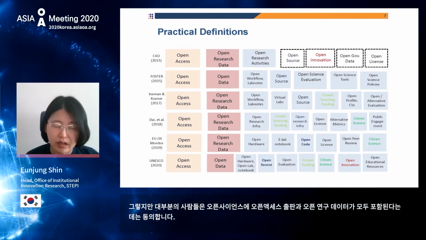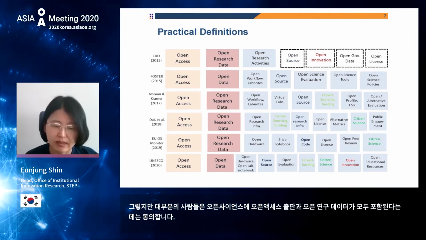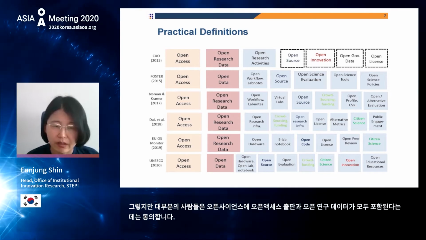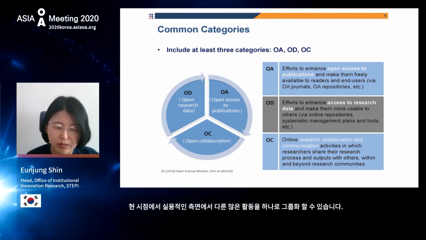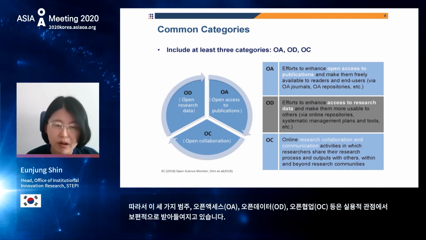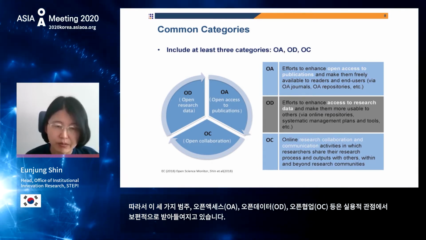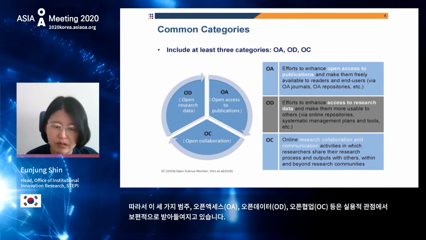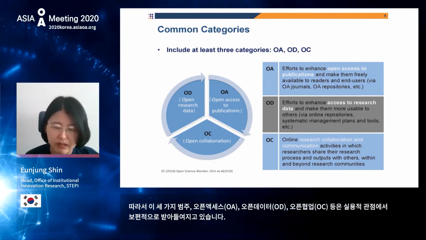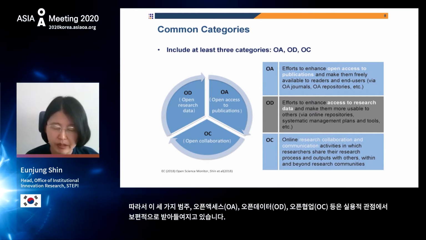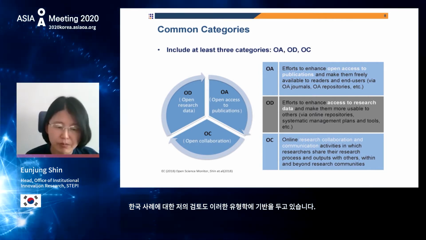Nevertheless, most seem to agree that open science includes both open access publications and open research data. Then many other activities can be grouped into one at this moment for practical reasons. So the typology with these three categories, that is open access, open data, open collaboration, can be commonly accepted from many practical points of view. My review of Korean cases will also be based on this typology.